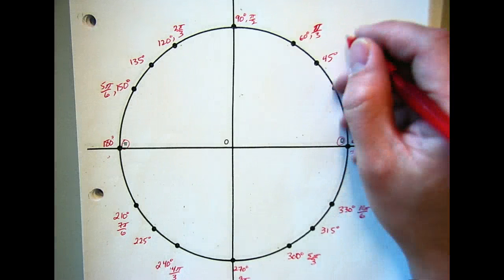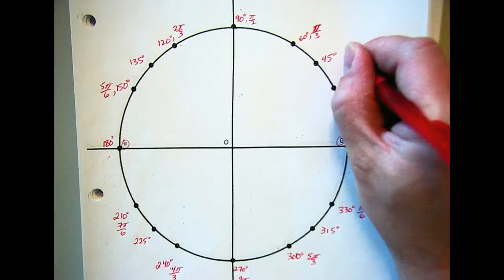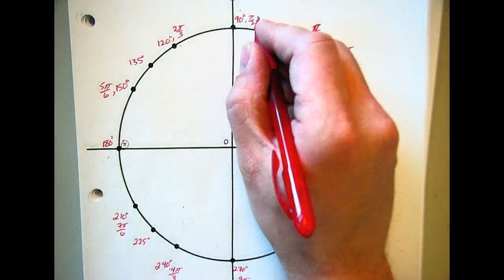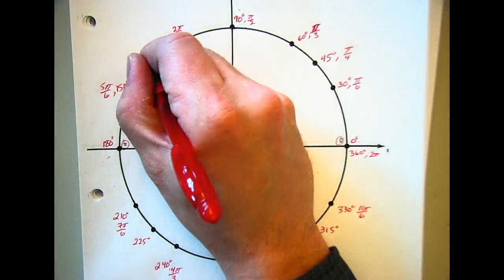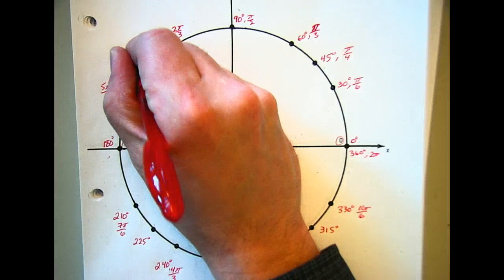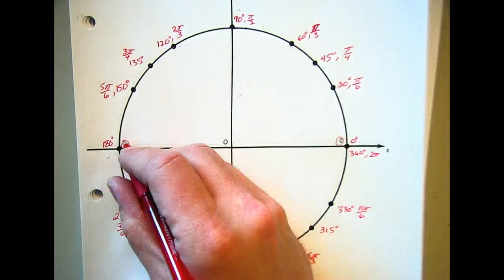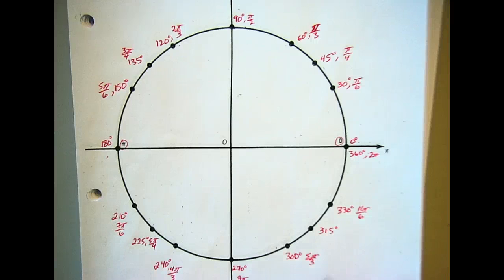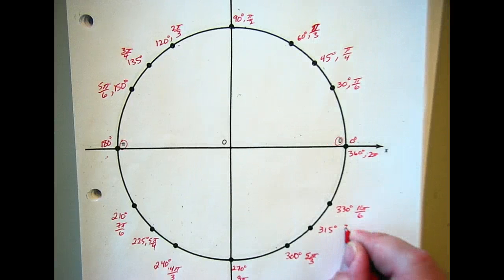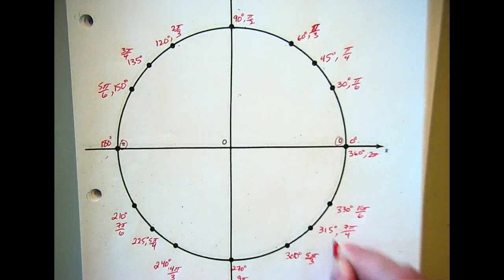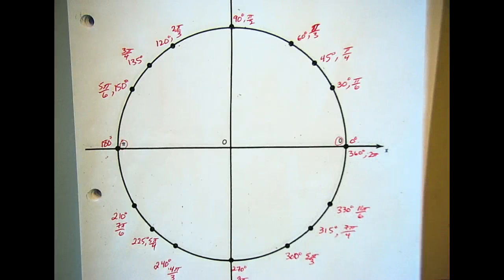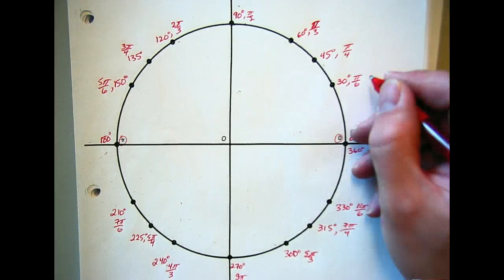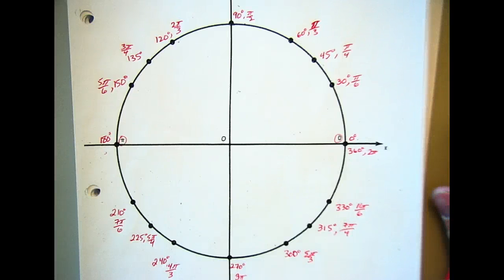Okay, and pi over 4, 2 pi over 4, or pi over 2, 3 pi over 4, 4 pi over 4, or pi, 5 pi over 4, 6 pi over 4, or 3 pi over 2, and 7 pi over 4. And then 8 pi over 4, 2 pi. Okay, so then we have our, how many of you got all those without making any mistakes? Okay, we've got them all simplified.